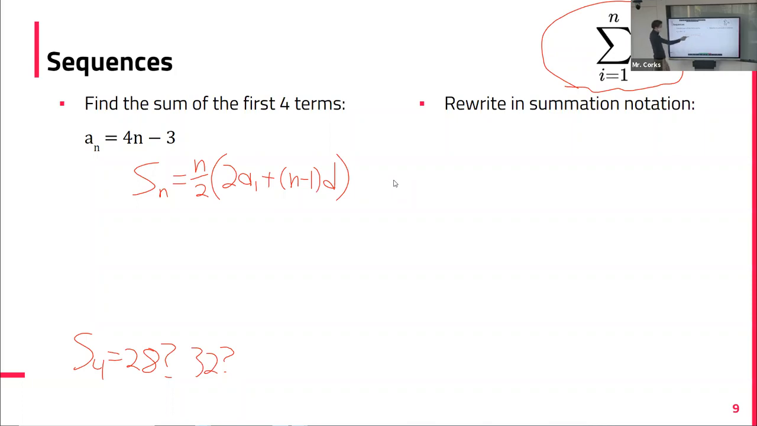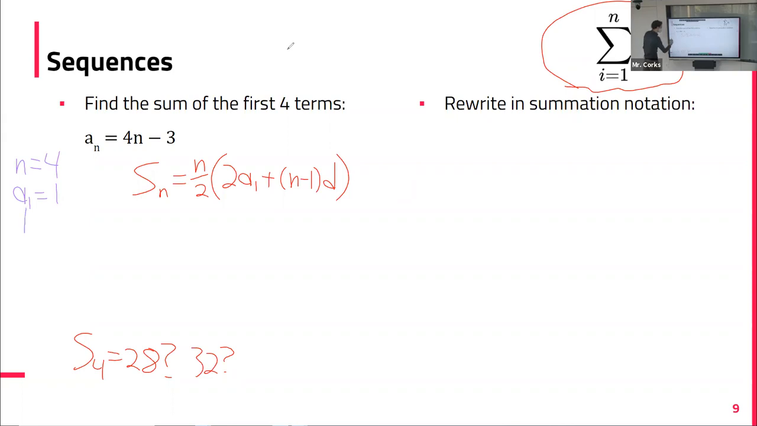So we had one a1, but then if we expand the an term, then we get one more a1, and then the rest is the same there. Okay, so if we're going to use this formula, then we need a few different parts. So we need our n, which is 4. We need our a1, which we don't have, but what is the first term? 1. So 4 times 1 minus 3, 1.